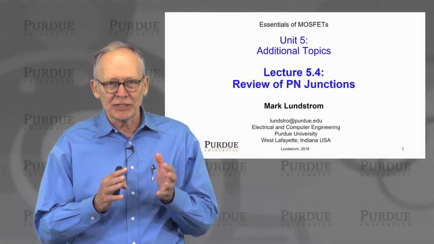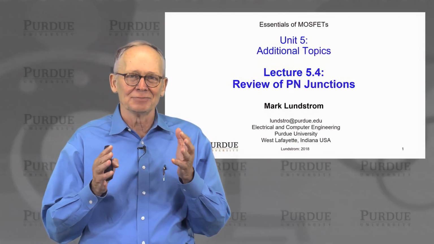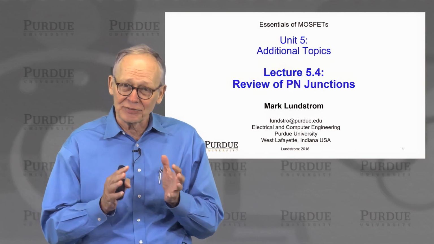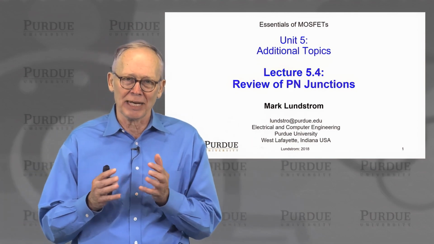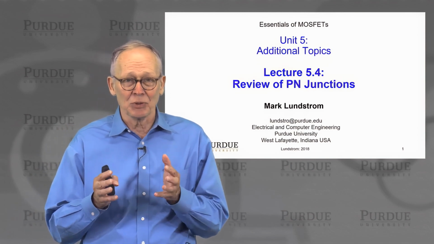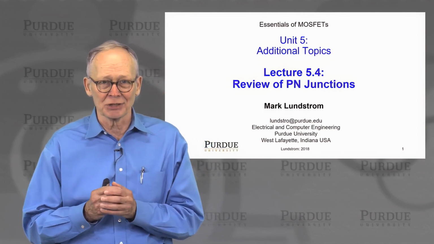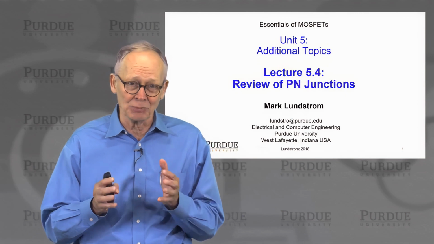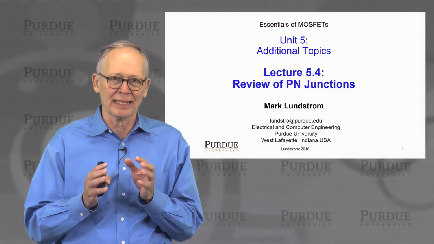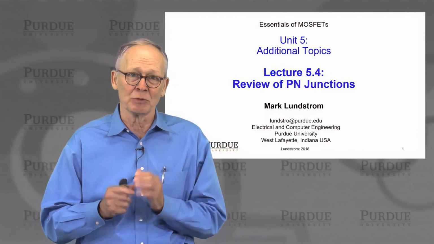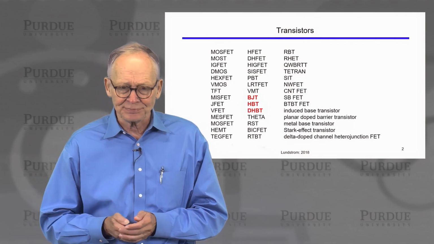So Unit 5 is a collection of different topics that you should have some acquaintance with. We're going to shift gears again and talk about a different kind of transistor. We're getting ready to talk about bipolar transistors. A bipolar transistor consists of two p-n junctions. So before I dive into bipolar transistors, I'd just like to review a few key concepts from p-n junctions, and then we'll be ready for bipolar transistors.